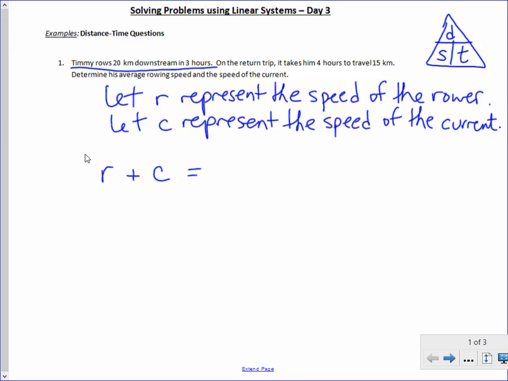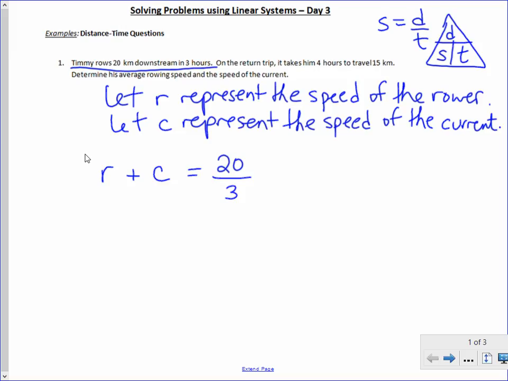Well, they don't tell me the total speed, but they do say that Timmy rowed 20 kilometers in 3 hours. Can we somehow come up with a speed based on that, Kennedy? Yeah. Everyone okay? Why is that true? Because what did we just say? Speed equals distance over time, so speed of rower plus speed of current equals total speed.